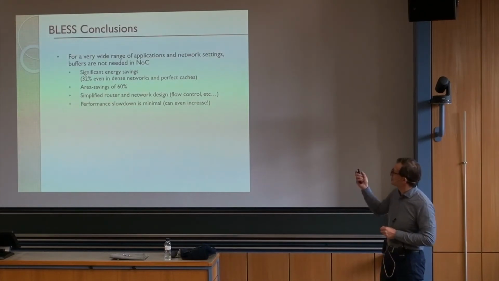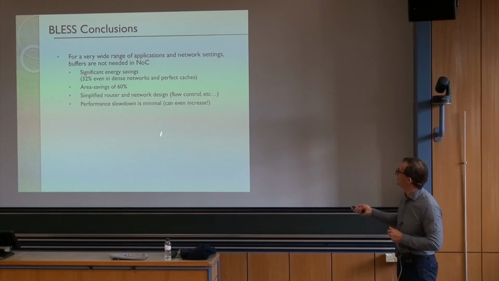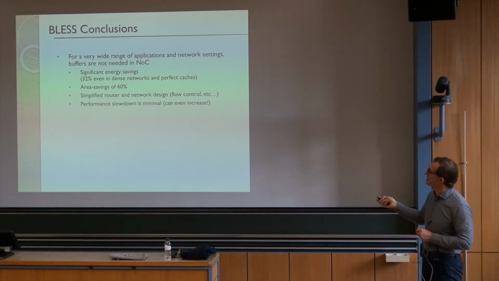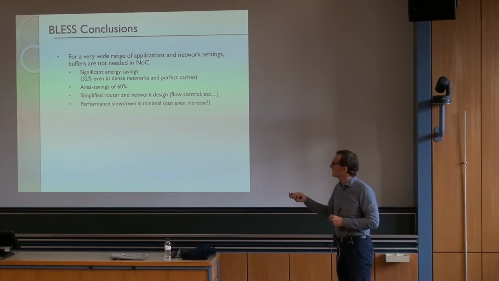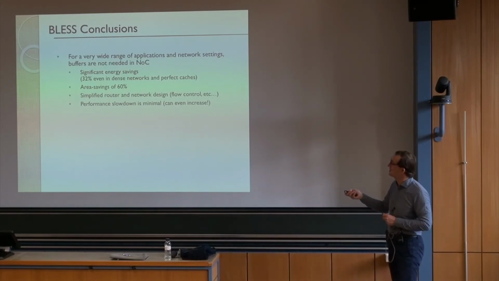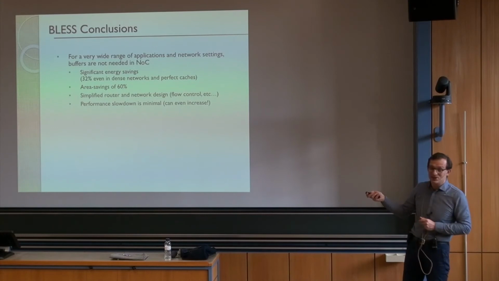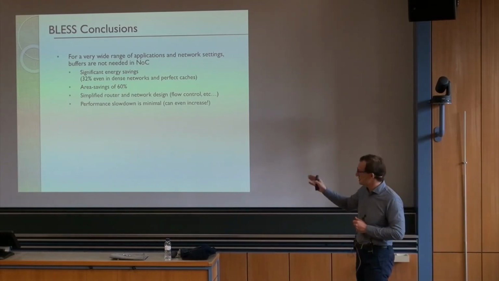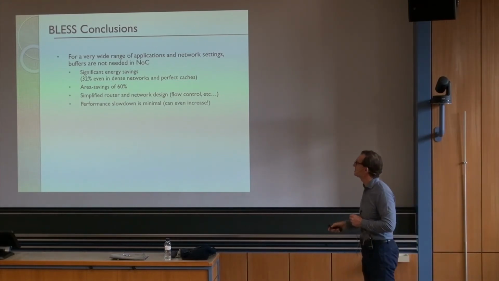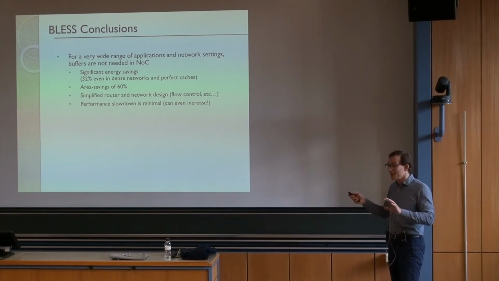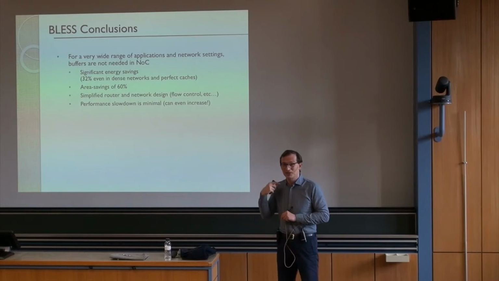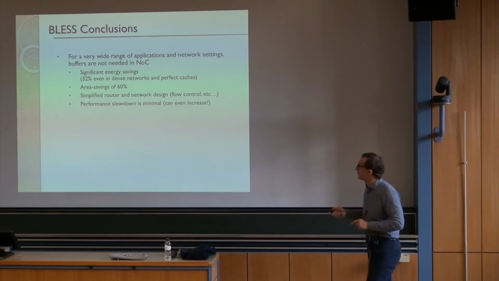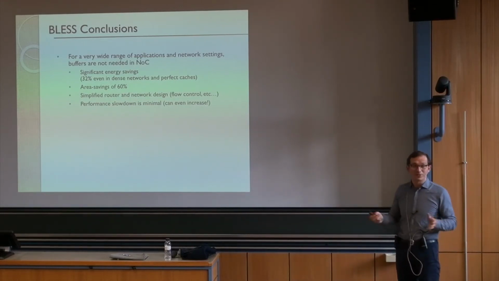So the conclusions of this work are basically this. For a wide range of application and network settings, buffers are not really needed in the network on chip. As a result, if you eliminate them, you get significant energy savings and significant area savings. We will see better area results in a little bit. You get simplified, hopefully, router and network design. Certainly network design, but router design actually becomes more complex, and we're going to go into that. And performance loss is actually minimal.